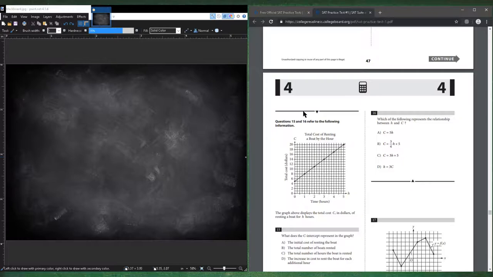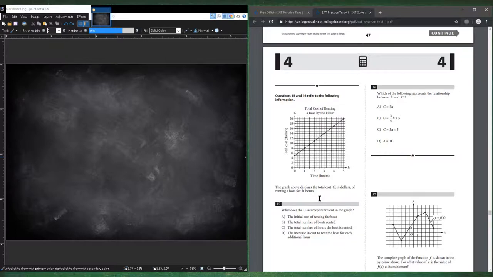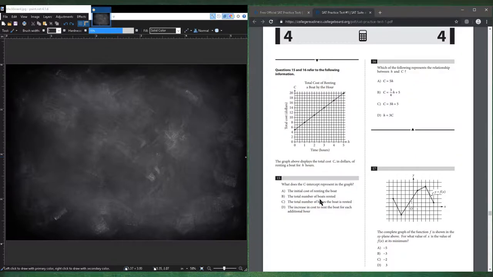Questions 15 and 16 refer to the following. The graph above shows the total cost C, on the y-axis, of renting a boat for hours, which is the x-axis. What does the C-intercept represent in the graph? The C-intercept represents the y-intercept. The y-intercept is 5. Since the graph shows the total cost of renting the boat by the hour, the 5 must be the initial cost. So the answer is A.